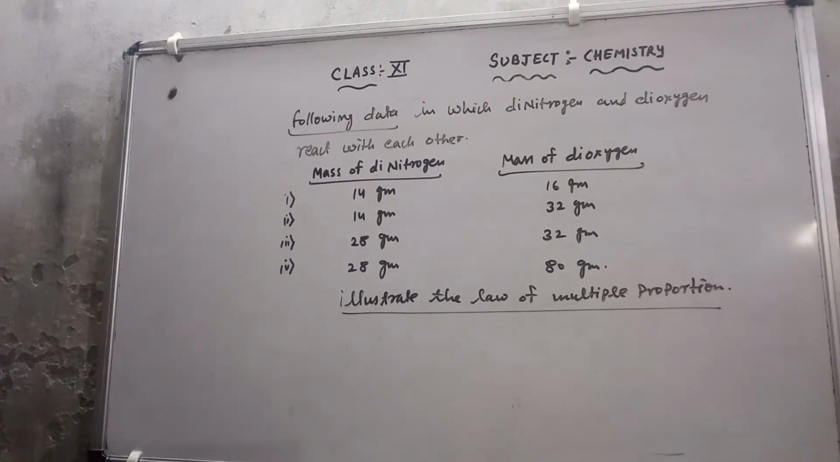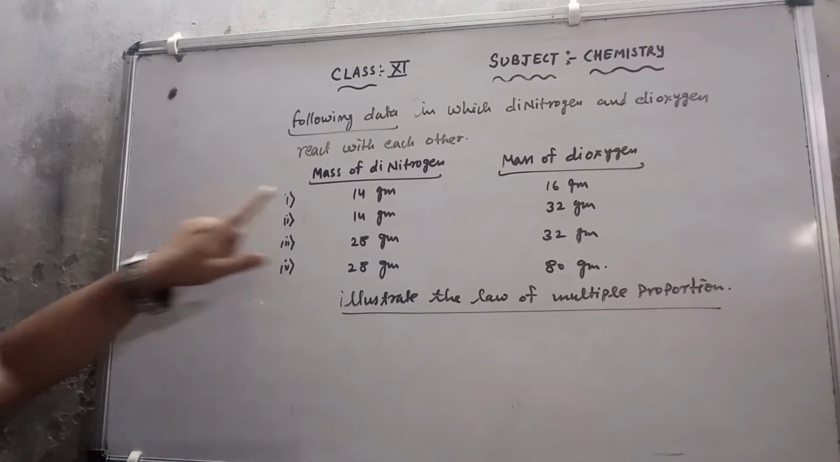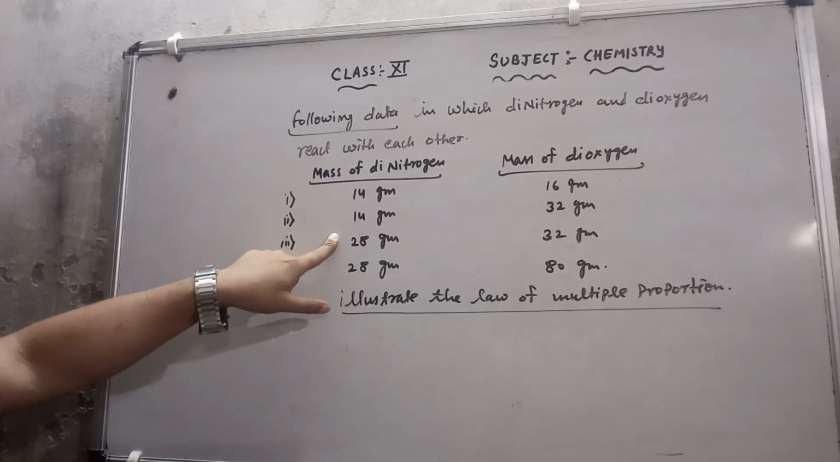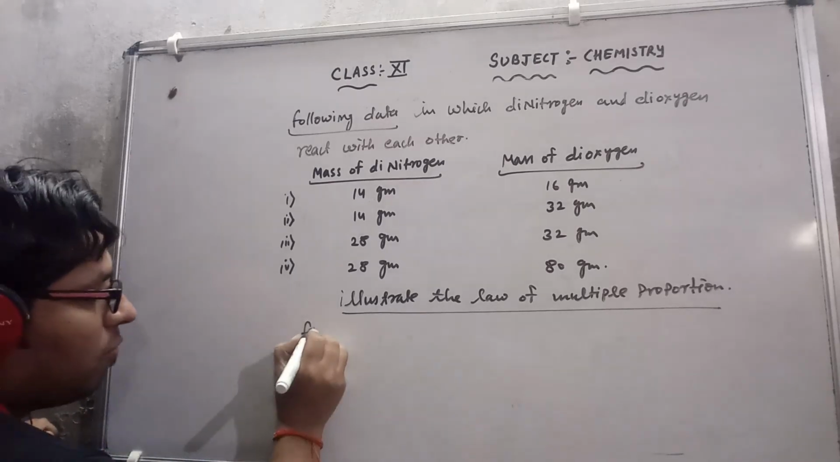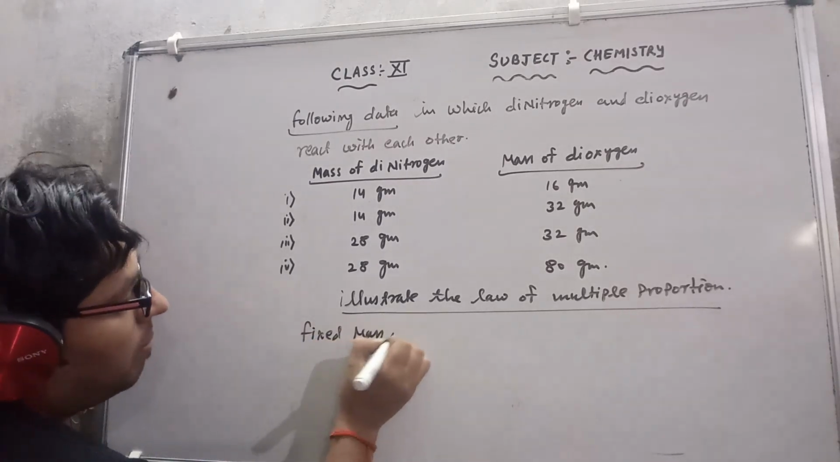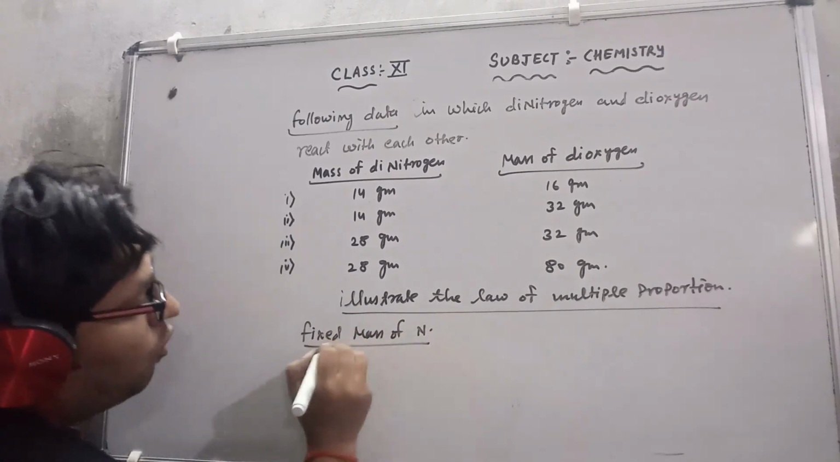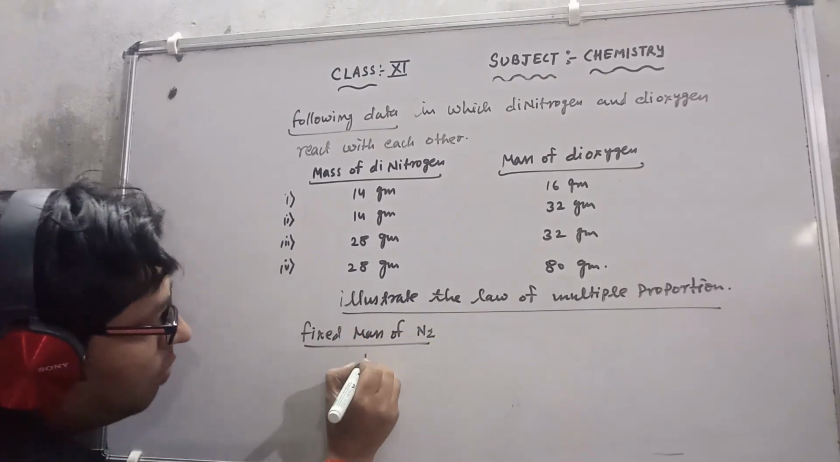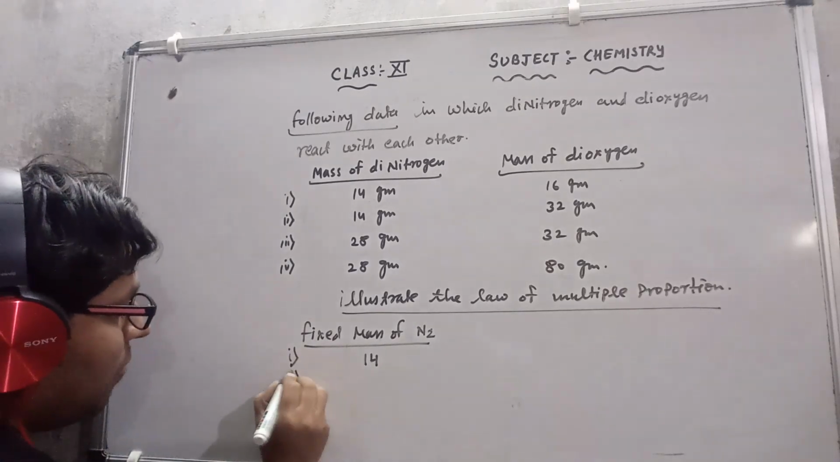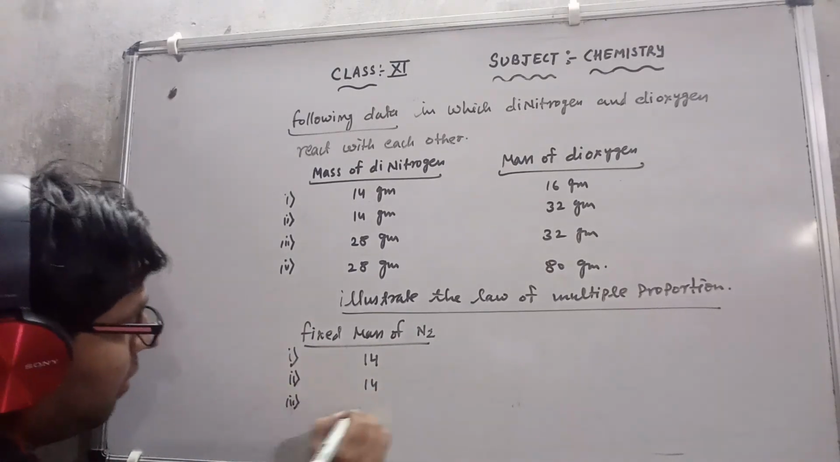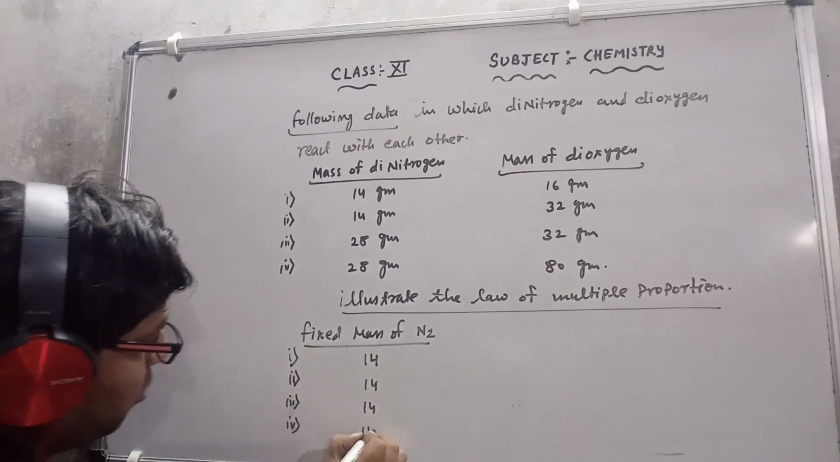So we know that in multiple proportion, the elements combine in a fixed ratio of mass whenever the mass of one element is fixed. Suppose I am going to fix the mass of nitrogen here as 14. This is for the first compound. Same for the second compound, this is 14. For the third compound, this is 14. And for the fourth compound also, this is 14.